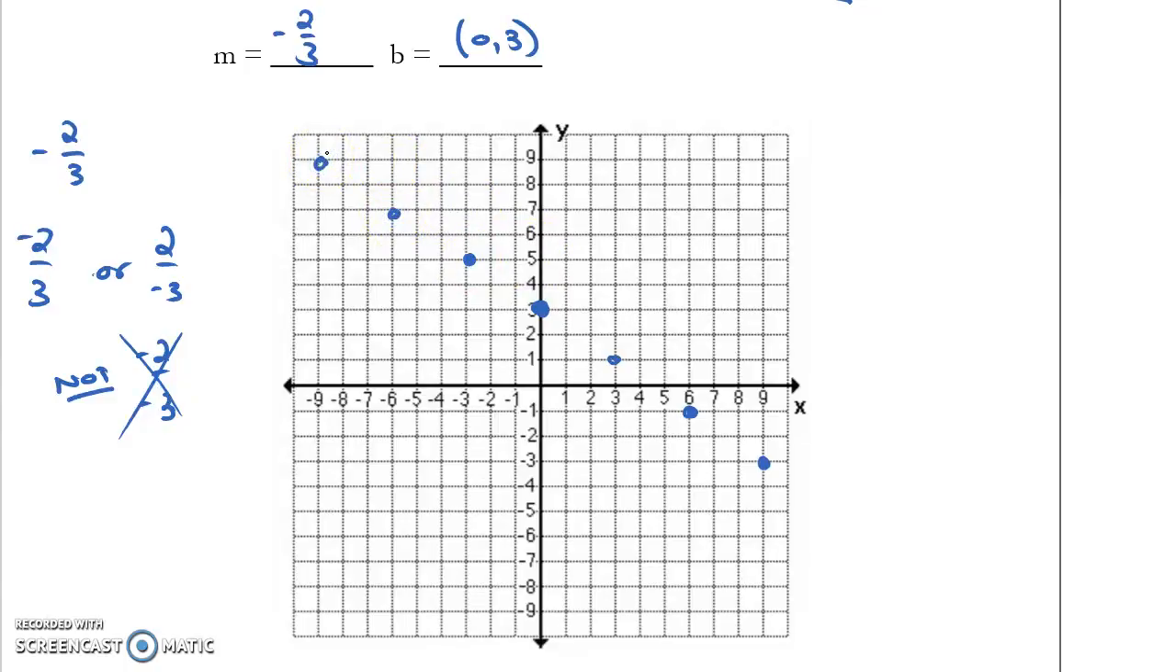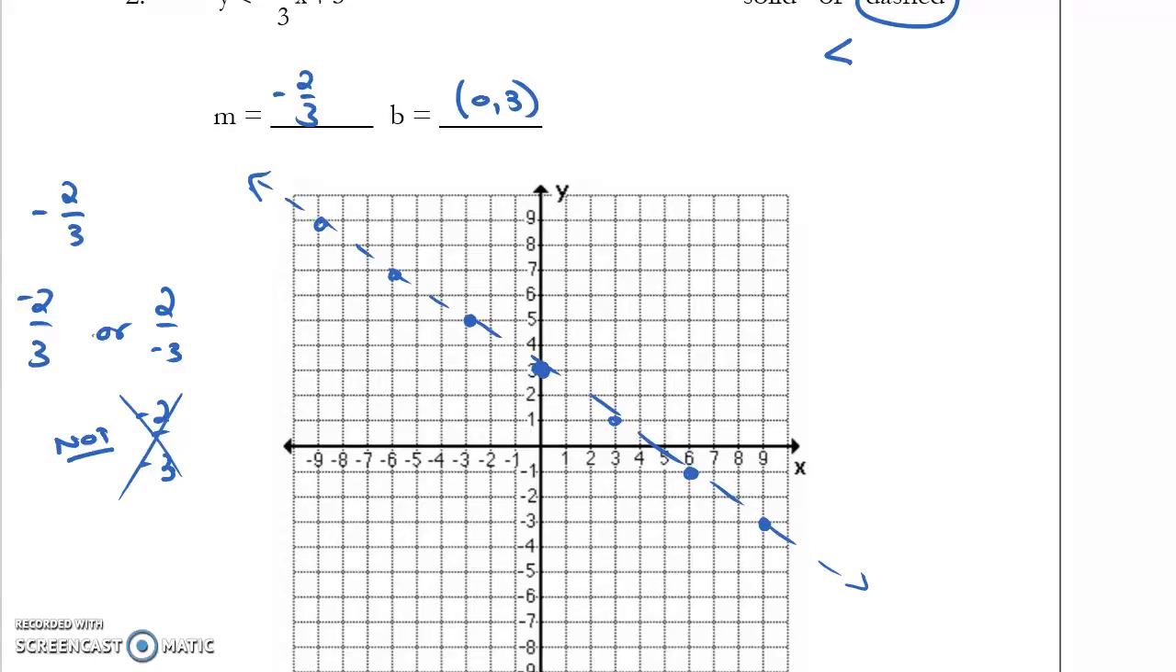But this time I'm going to graph this as a dashed line. So when I get my straight edge out, I'm not going to go straight through and draw my line. I'm going to go straight through and dash my line. I'm now representing these points are not part of the solution.